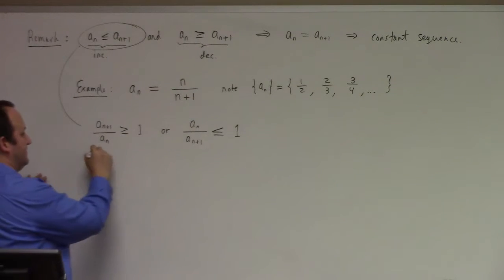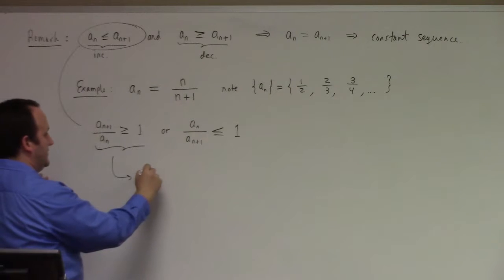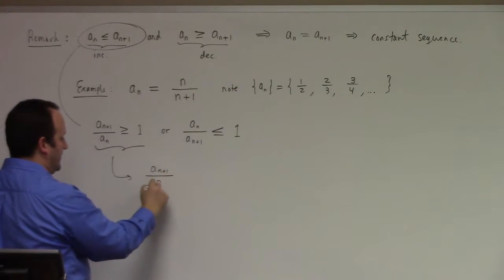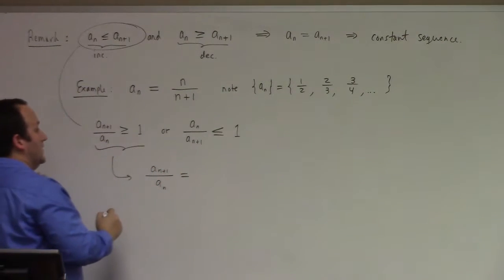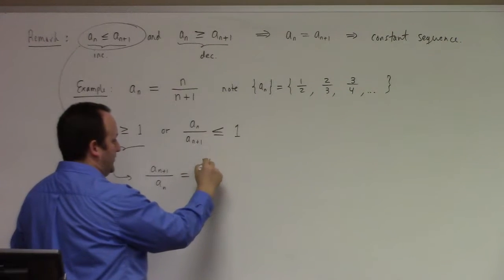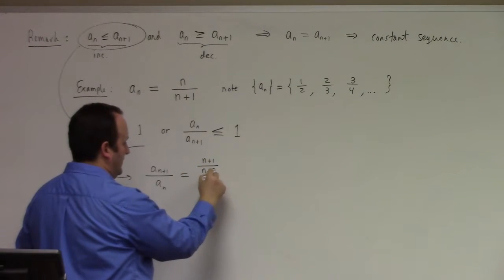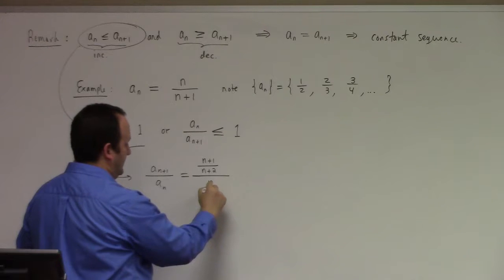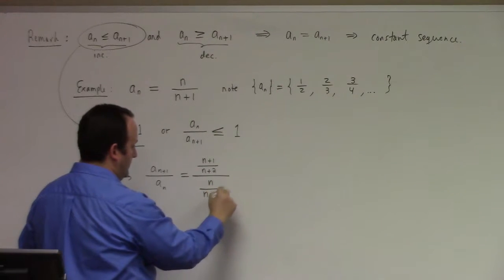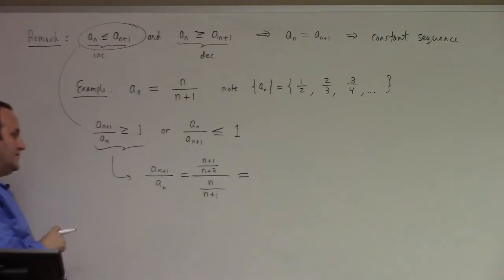Let's look at this one. Let's look at a_{n+1} over a_n. What's that equal to? n plus 1 over n plus 2, divided by n over n plus 1. What's that, though?